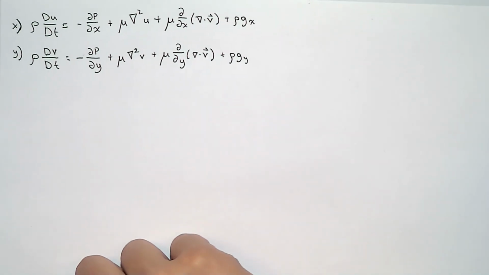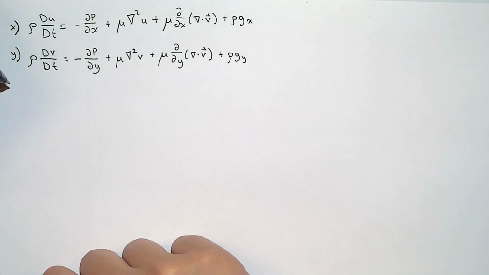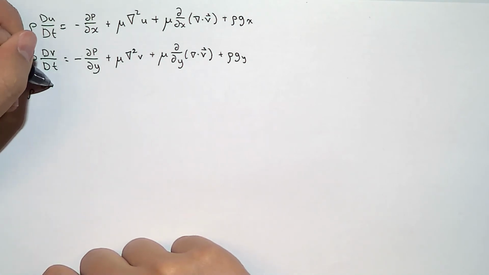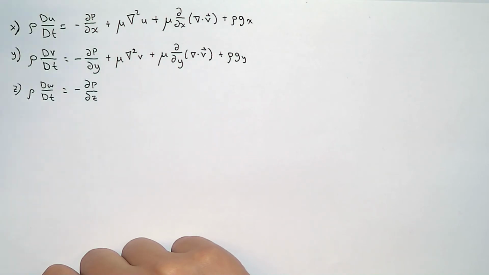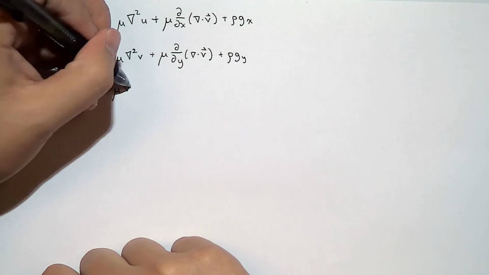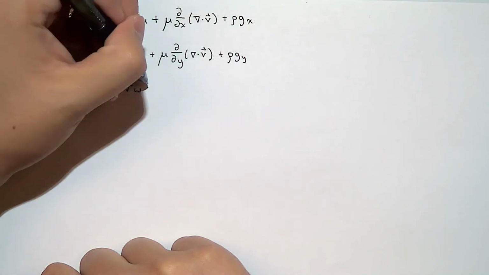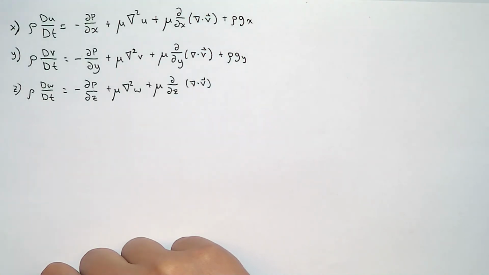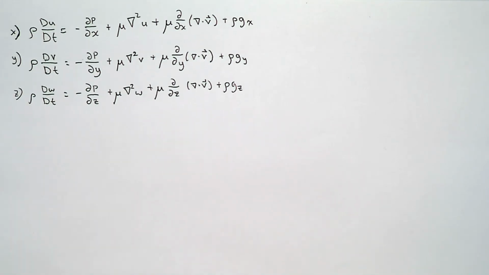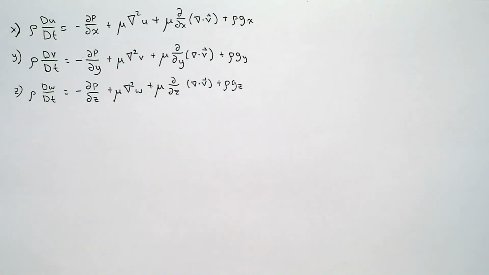And then of course we know that if we were to repeat the process yet again in the z direction, we'd get density times the acceleration in the z direction equals negative change in pressure over the z direction plus viscosity Laplacian of the z component of the velocity plus viscosity, the partial change with respect to z of the dilatation rate plus density times the z component of acceleration. And why does that matter? Because now we can take these three equations and express it, I would say beautifully, into one vector equation.